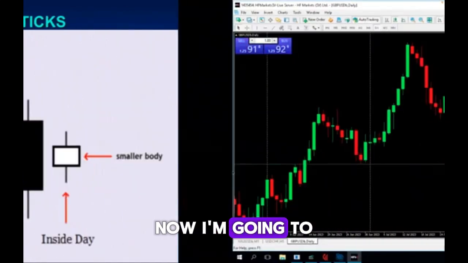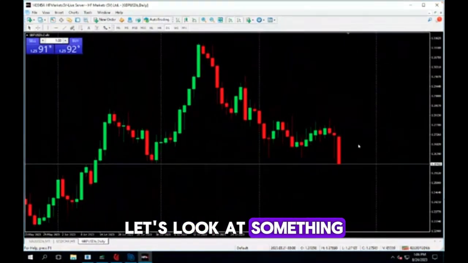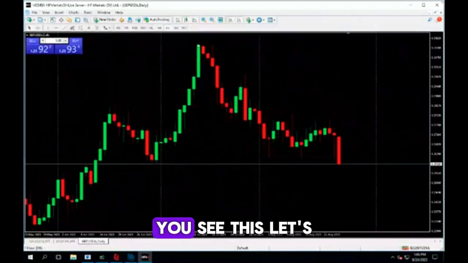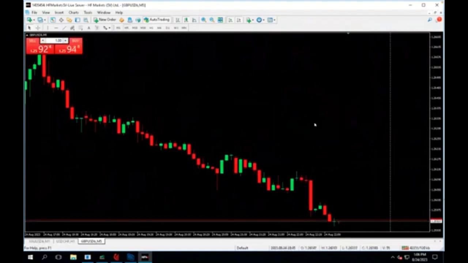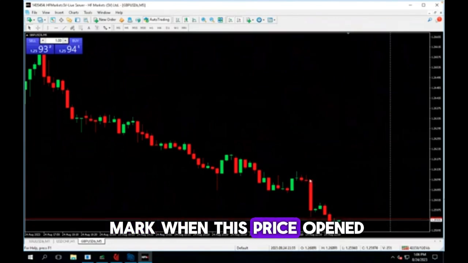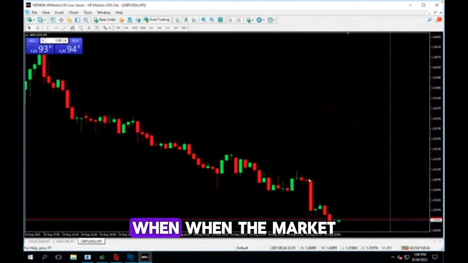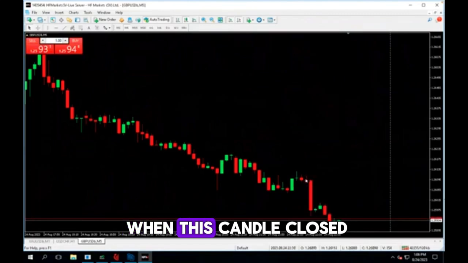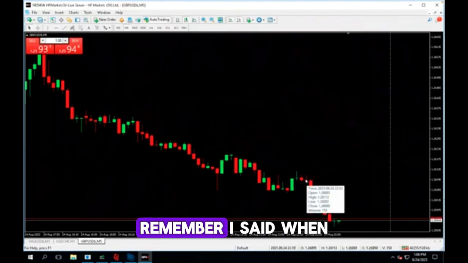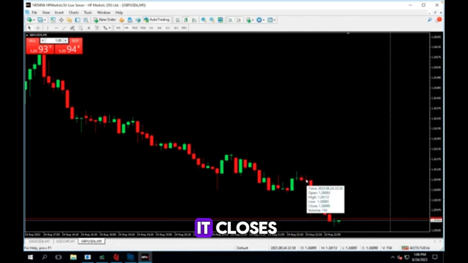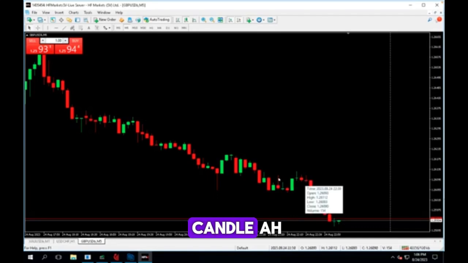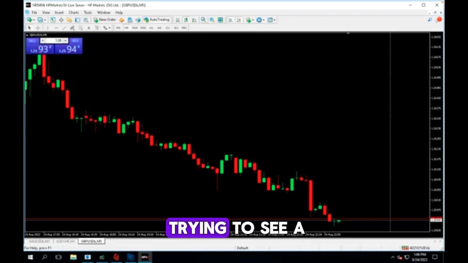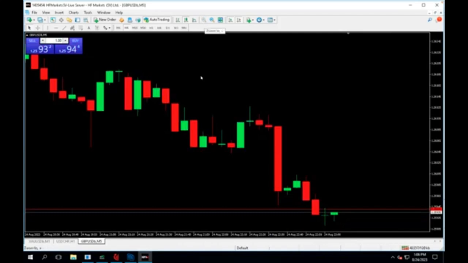Now, let's look at something again. Look at this. Let's use maybe the 5 minutes candle. You can see something here. When this price opened, when the market, look at this candle, when this candle closed, remember, I said when the closing is below, it is a bearish candle. I'm trying to see a way to really make it simple for you here.